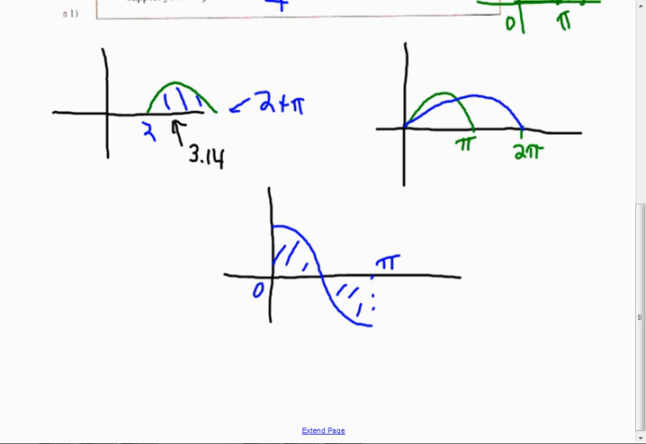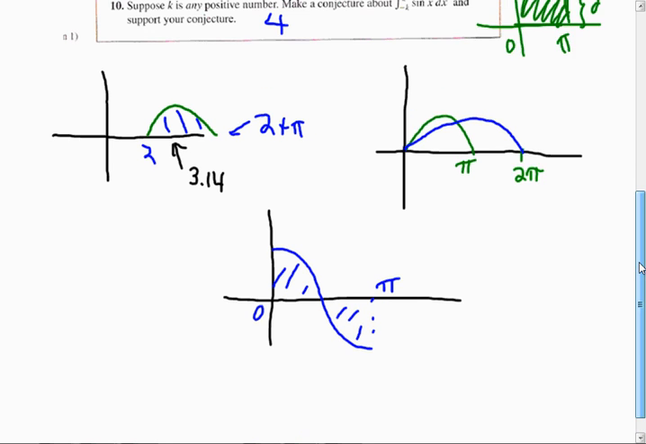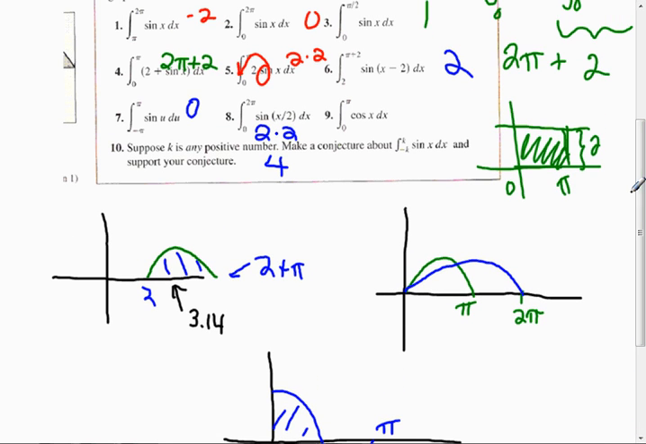What's the answer going to be? 0. So those are kind of nice. And yes, they'll expect you to do geometry, this sort of thing on the exam.